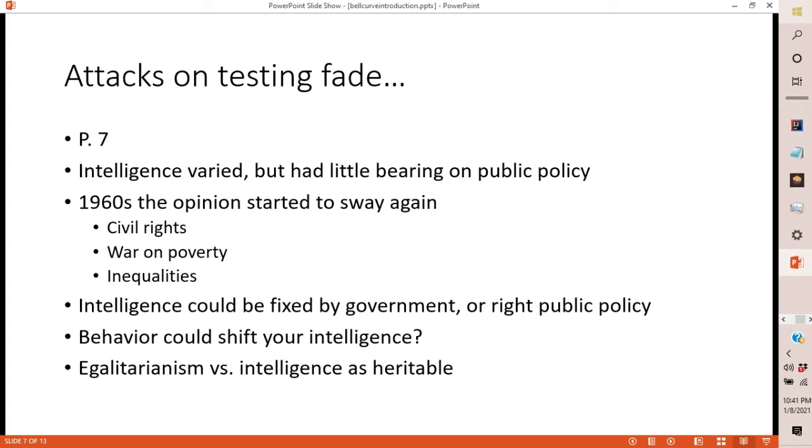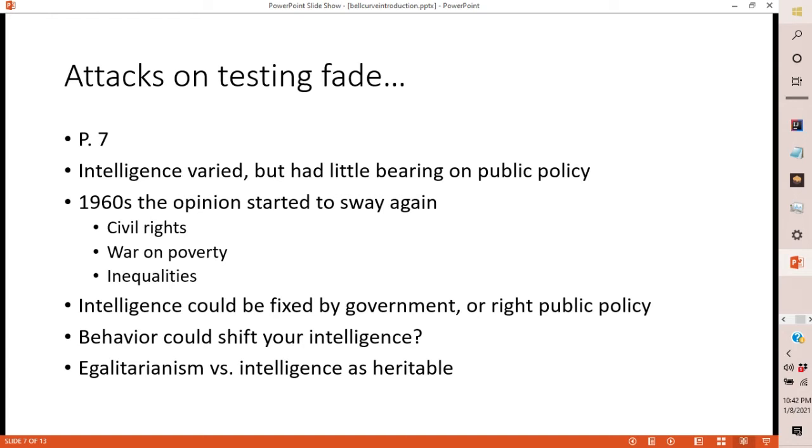This is when culture really started to change in America. You had civil rights. You had the war on poverty. You had Great Society. Things just started to shift. And you had a lot of people trying to change things. They were thinking that you could change intelligence. You could raise people's intelligence from government intervention or the correct public policy. Or that just changing your behavior could shift your intelligence.